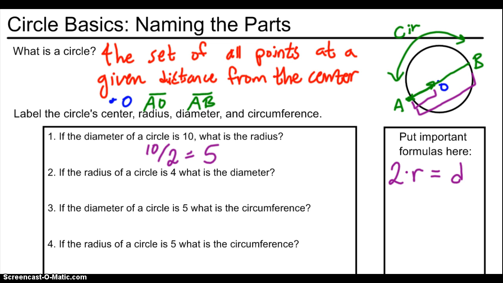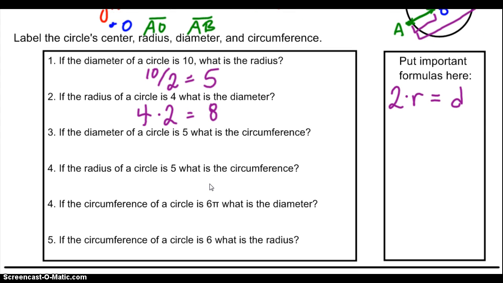Number 2, if the radius of a circle is 4, what is the diameter? Well, remember, we need 2 radii to make up a diameter, so 4 times 2 equals 8. My diameter is 8. Let's look at 3, 4, and 5 next. We're going to need some additional formulas for that. These deal with circumference. How do we connect diameter, radius, and circumference?